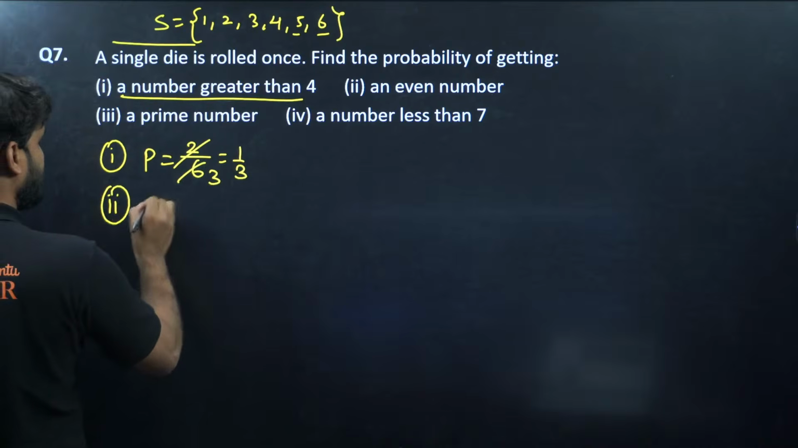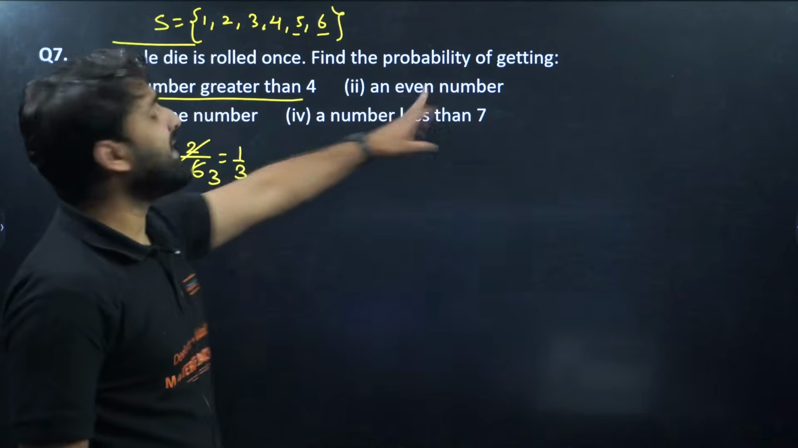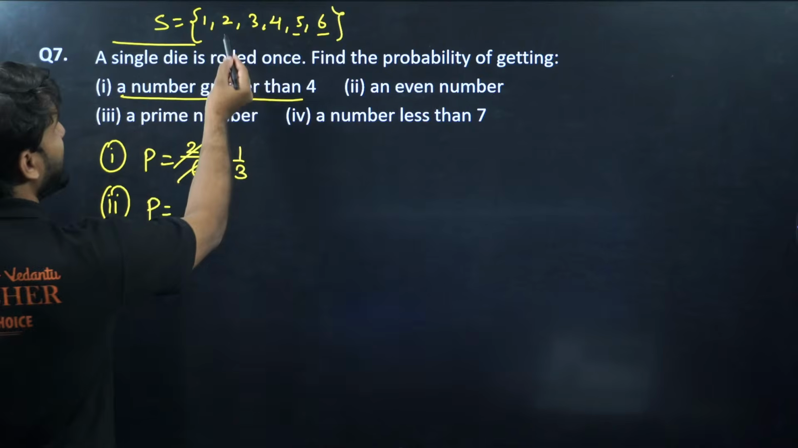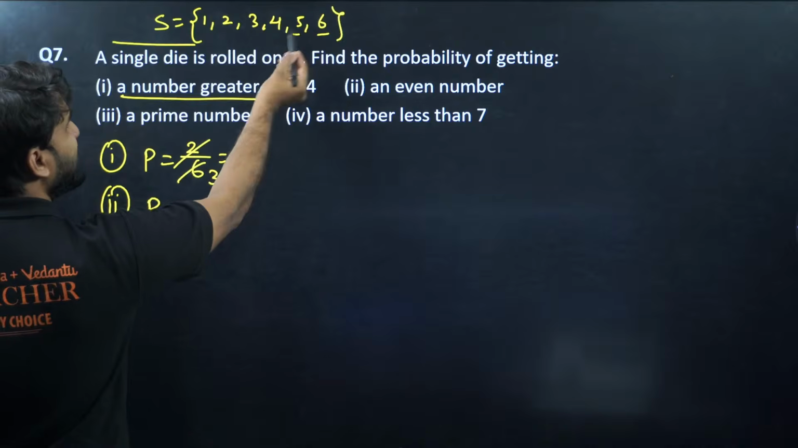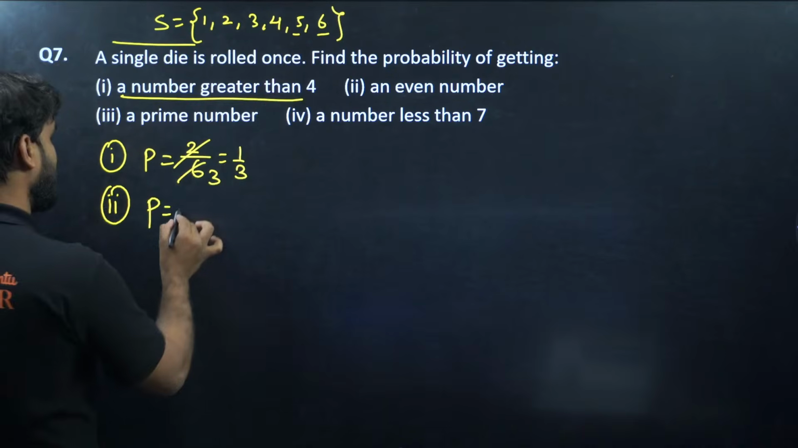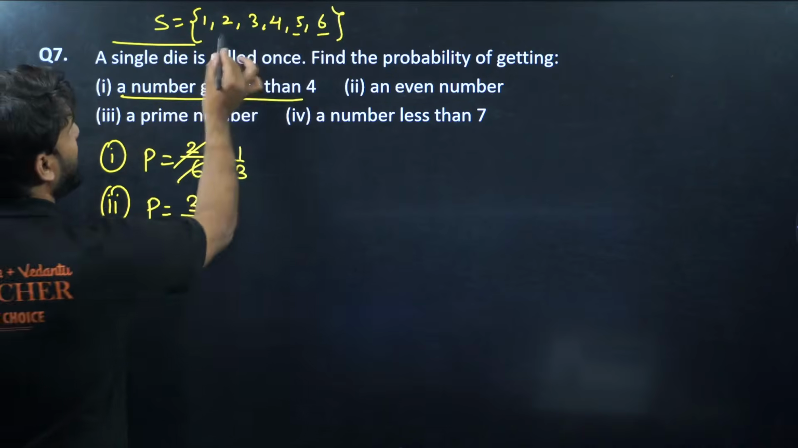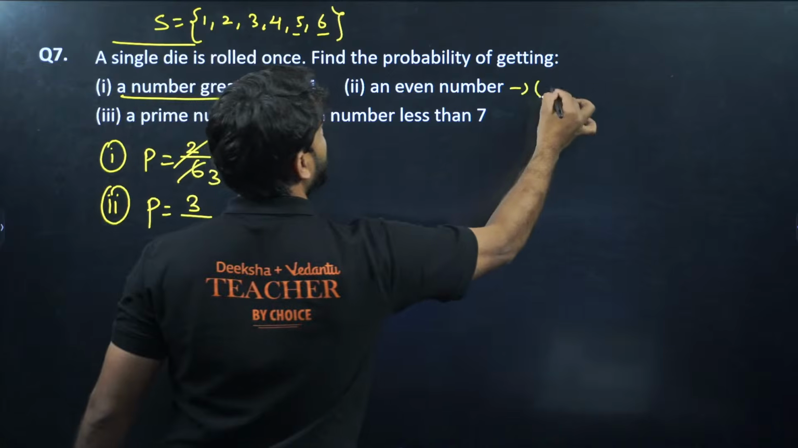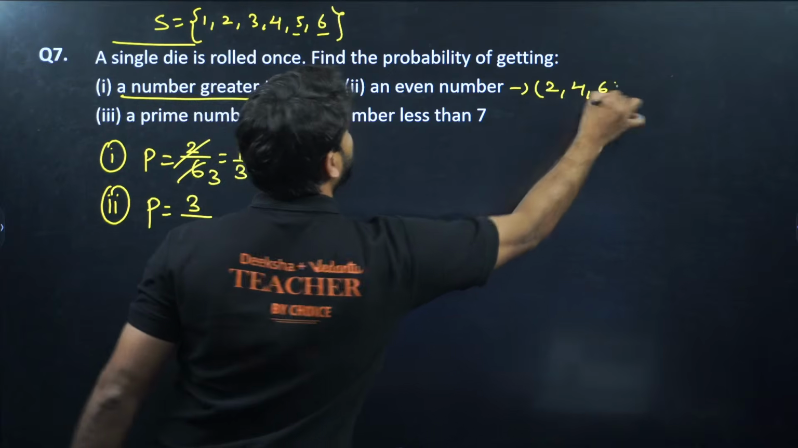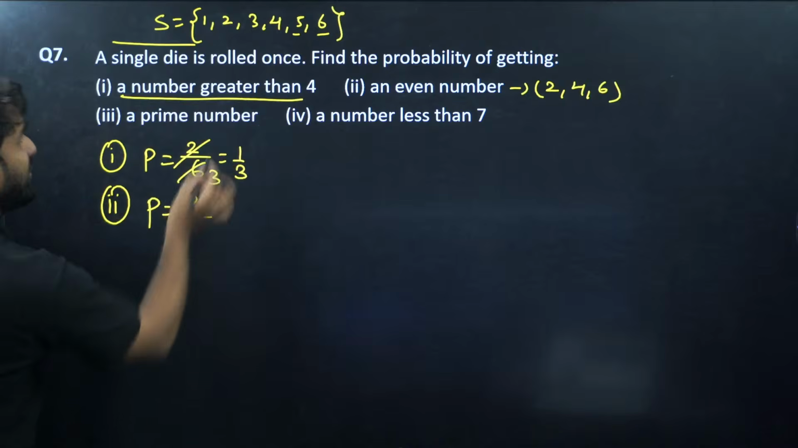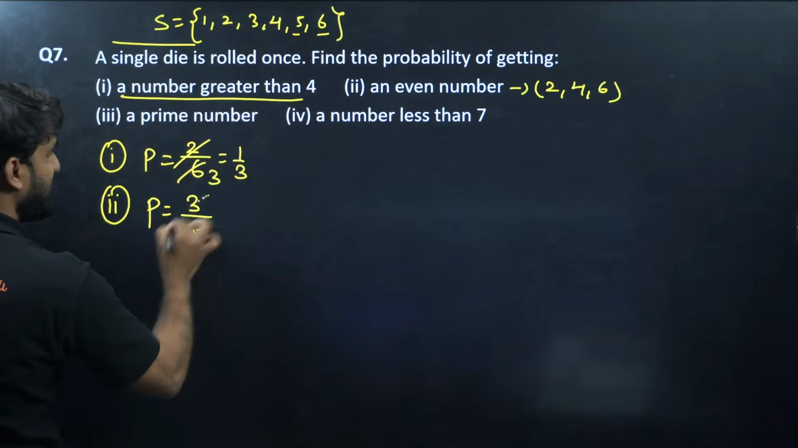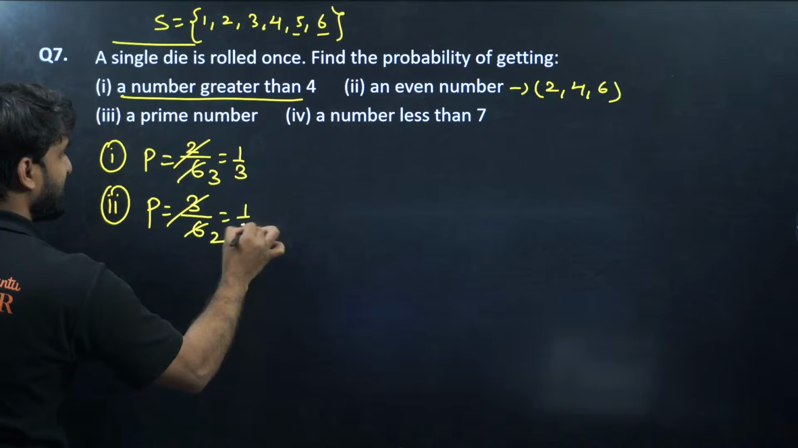Second question, an even number. How many even numbers are there? 2 is an even number, 4 is an even number, and 6 is also an even number. So there are 3 total favorable outcomes. These are the even numbers, 2, 4 and 6. So the favorable outcome is 3, and the total number of outcomes in this sample space is 6. So it will cancel, and the answer is 1 by 2.